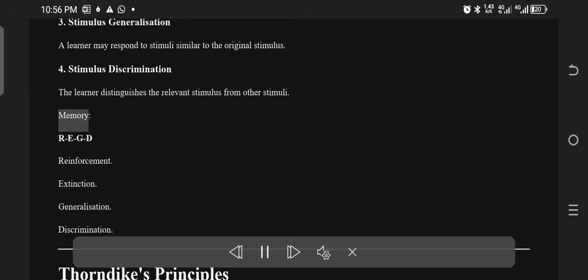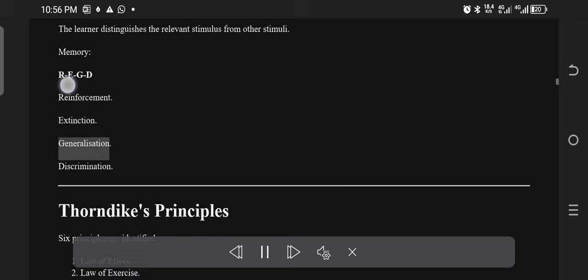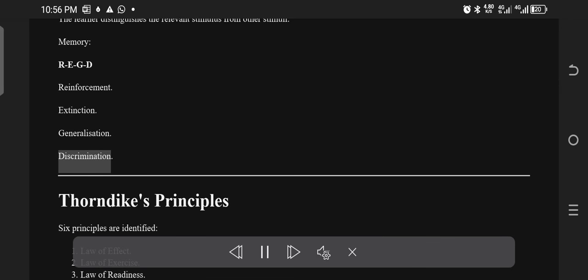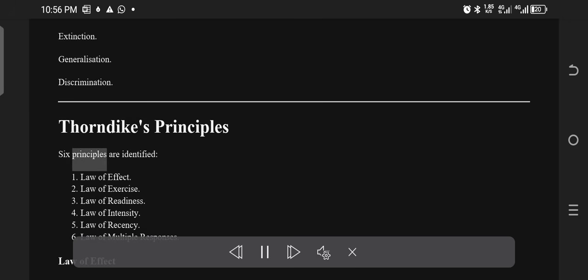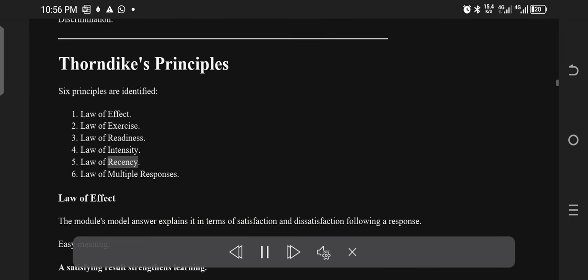Memory: RAGD. Reinforcement. Extinction. Generalization. Discrimination. Thorndike's principles. 6 principles are identified. Law of effect. Law of exercise. Law of readiness. Law of intensity. Law of recency. Law of multiple responses.